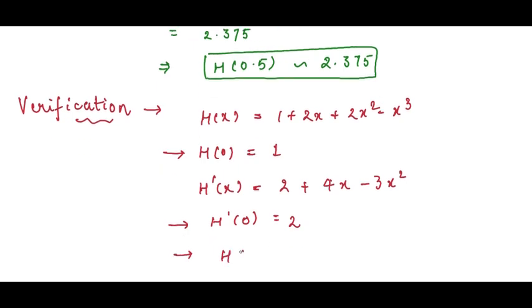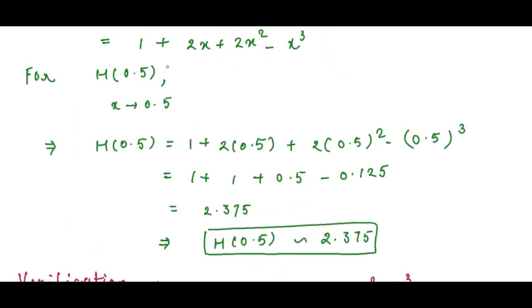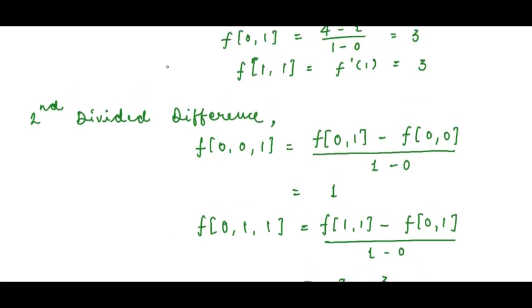And at x equals 1 we get this H(1) value as 4, again which is correct. And this H dash 1 as 2 plus 4 minus 3, as 3, which is correct. So our Hermite polynomial satisfies all the 4 interpolation conditions.